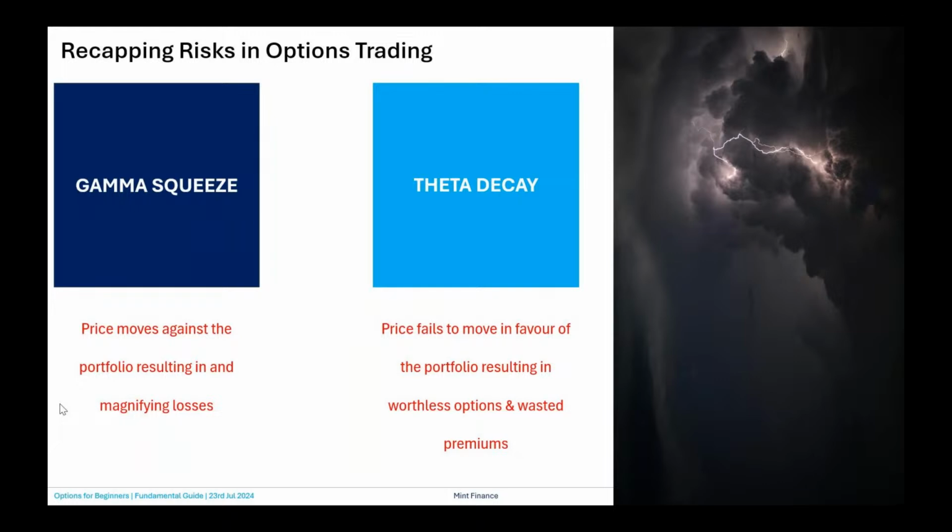Specific to trading, multiple risks. Specific to option trading, these are the two idiosyncratic ones. One is gamma squeeze. What is it? It is when you expect the price to not move and prices start to move, and that results in magnifying losses on the portfolio. So that's gamma squeeze. You would have seen this in newspapers time and again. If you Google this term, you will find so many cases.